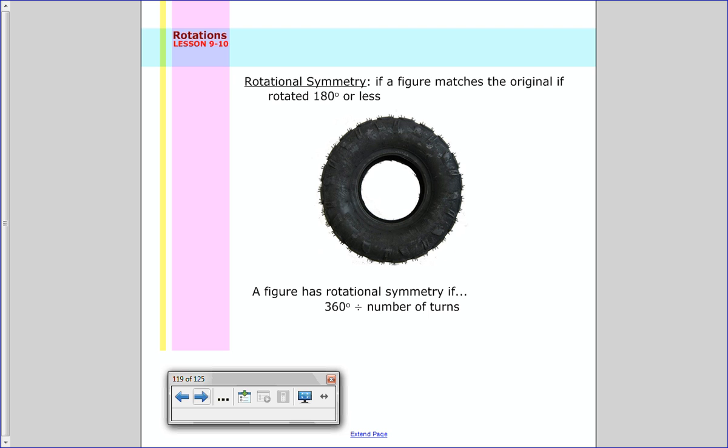Now, they'll ask you to figure out what is the figure's rotational symmetry. So for example, if you have a figure and you can turn it 5 times and it looks the same, well then you take 360 degrees divided by that number of turns where it looks the same, and that'll give you the rotational symmetry. So this is an important part of the second part of the lesson.